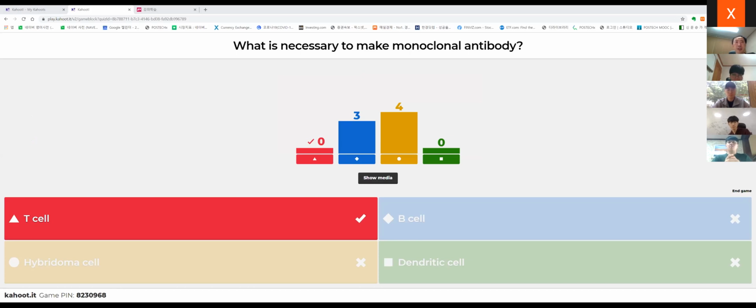B cell is also necessary, but B cell can make polyclonal antibody. Each B cell makes a monoclonal, but B cell itself cannot make monoclonal antibody because B cell cannot live for long. So to make monoclonal antibody, you make a fusion cell between B cell and cancer cell, so-called myeloma. Those fused cells are called hybridoma cells. So hybridoma cell can live for long, and it can make a colony. It can make cloned cells, and hybridoma cell is a keyword for monoclonal antibody.